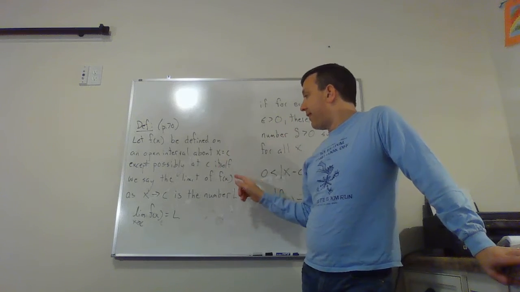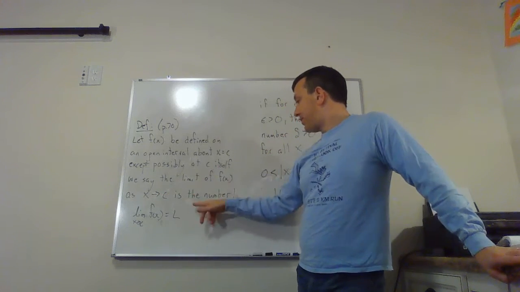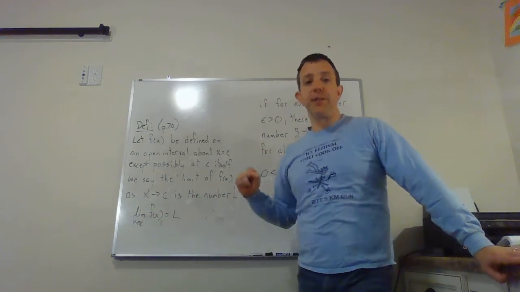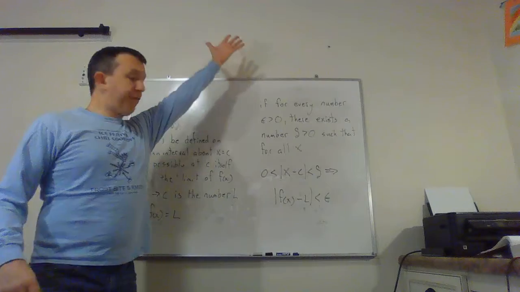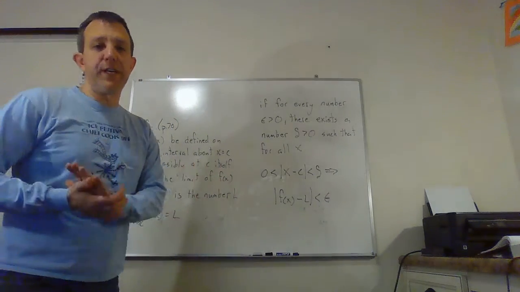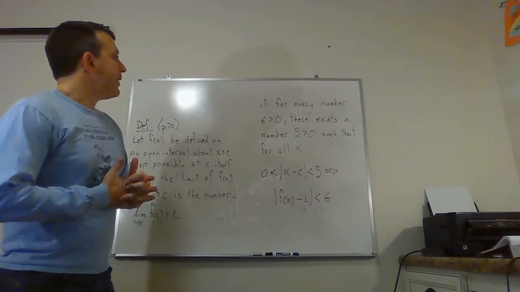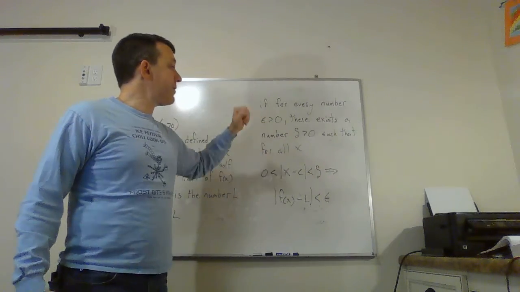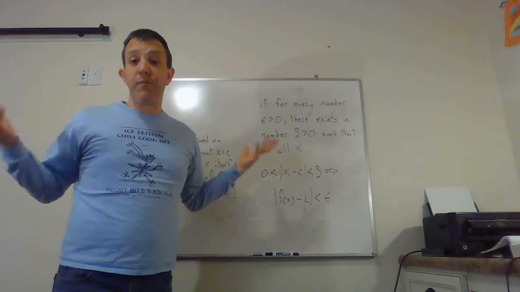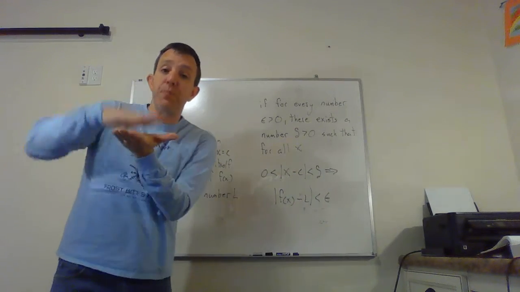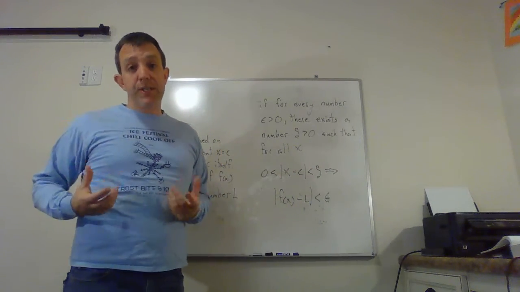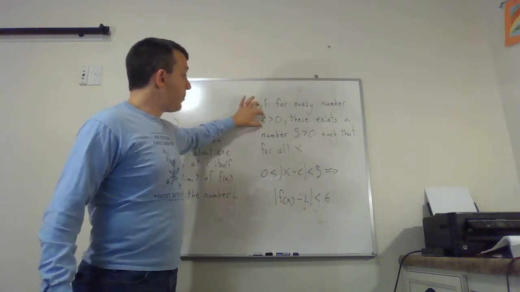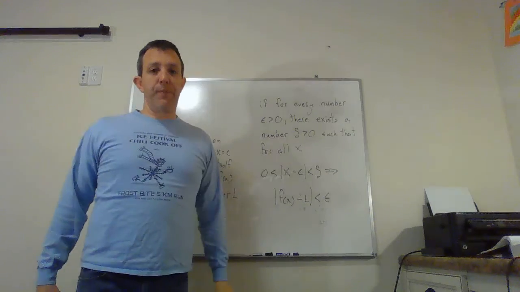We say that the limit of f of x as x approaches c is the number L. We write the limit as x approaches c of f of x is equal to L. If, this is a huge definition, very important definition in mathematics, if for every number epsilon, so this is a little Greek letter, greater than 0, basically it's an arbitrarily small number. On that example we just did, we used 1, right? We wanted to be within 1 unit of the limit. Now we want to be within some arbitrarily small number.